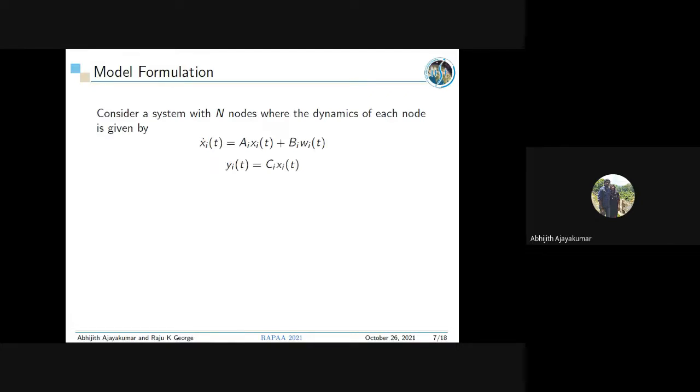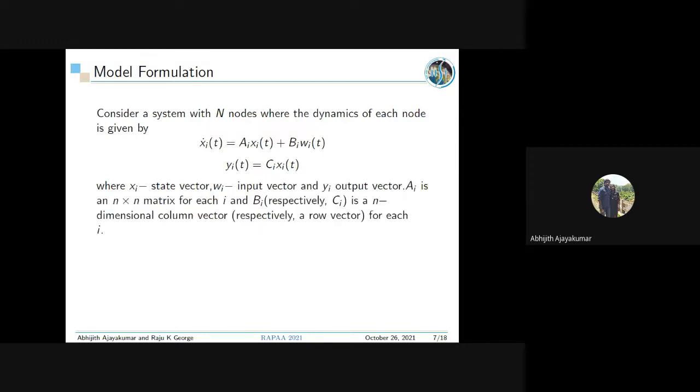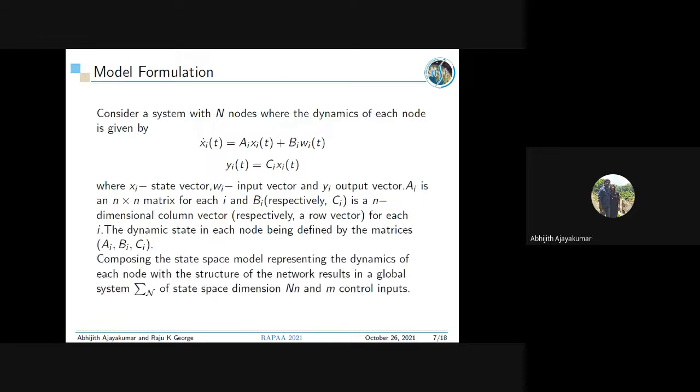Here I am considering each node is observable, with the node dynamics given by this equation. Xi is the state vector, Wi is the input vector, Yi is the output vector, and Ai is an n by n matrix, which is the state matrix. Bi is the n-dimensional column vector, which is the control matrix, and the dynamics of the system is given by these matrices Ai, Bi, and Ci.